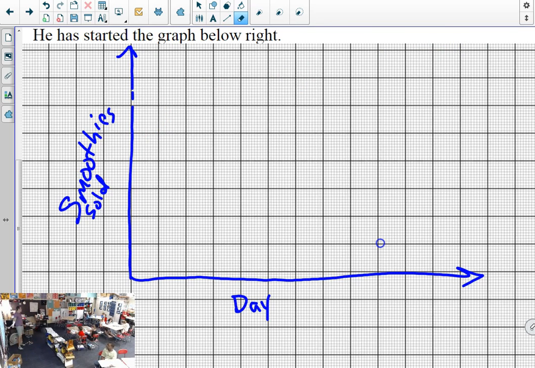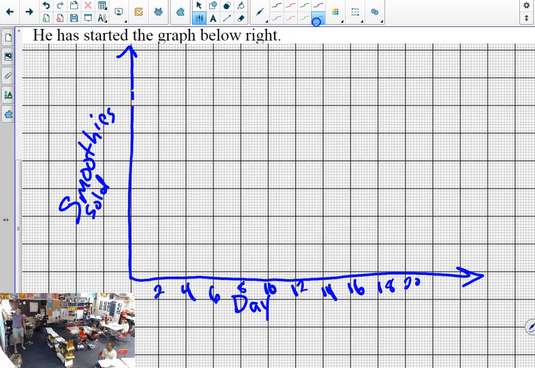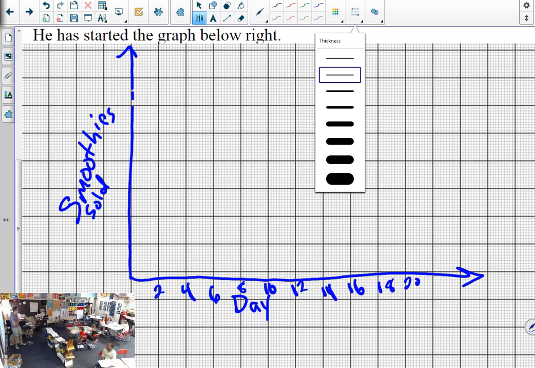Days is easy. We know it needs to go to 20. So I count how many boxes I have to work with, and I scale based off that. I'm guessing I have at least 10 to work with here. So if I scale by 2, 2, 4, 6, 8, 10, 12, 14, 16, 18, 20, I can make it to 20 pretty easily. Anyone tell me what they chose to scale their y-axis with?